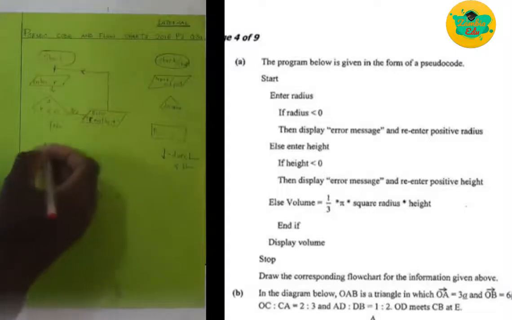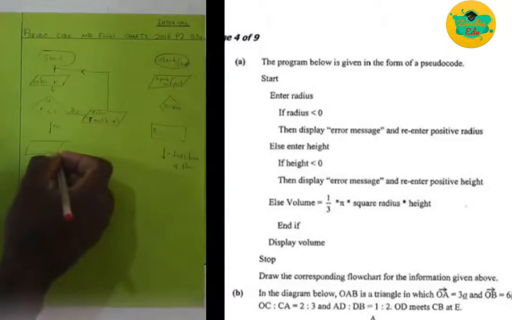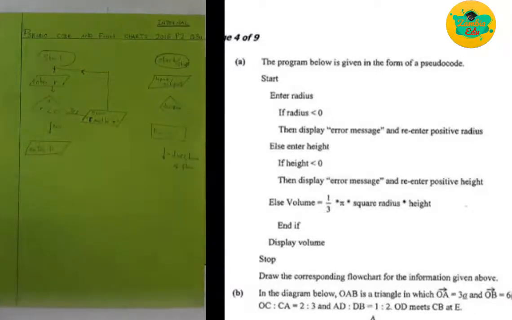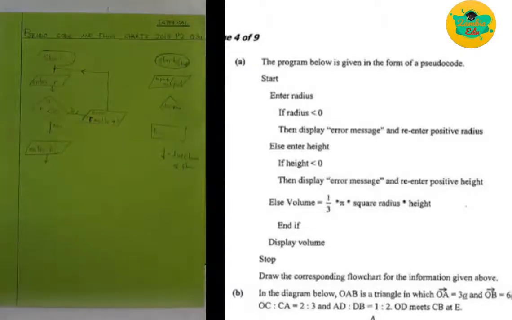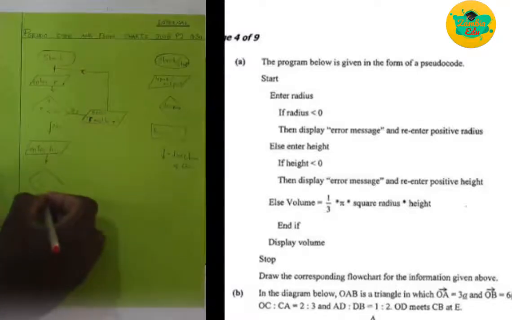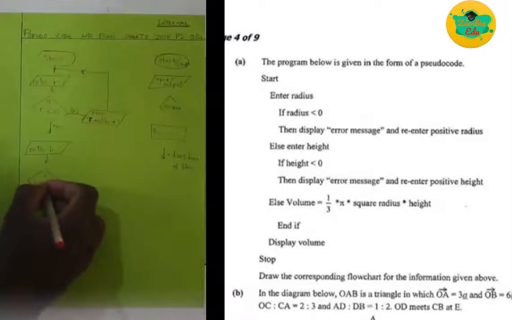enter height. So if it is no, it means you go down now and you introduce another input box and you are entering height. So you say enter H. You enter H there. Then you continue the flow. Then we are told, if height is less than 0. So we have the if statement again. So it means we introduce another decision box right there. And in that decision box, what we are saying is H less than 0?